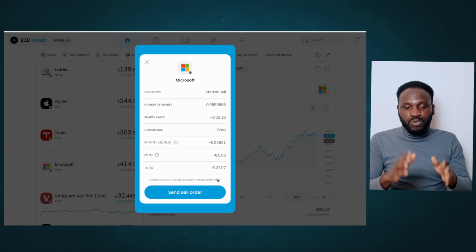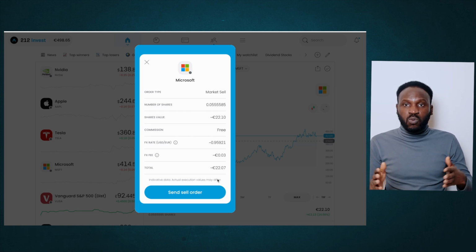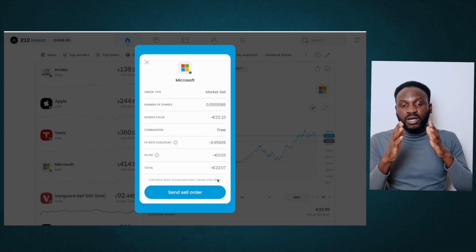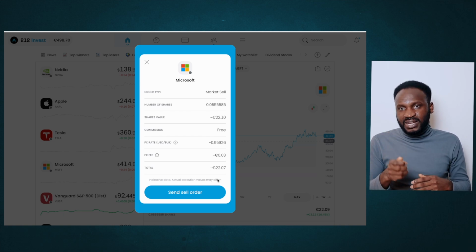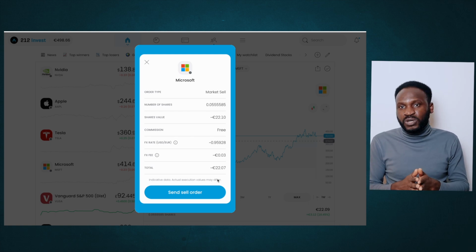And once they approve your order, the money will land on your Trading212 account and you can withdraw it to your local bank account, or you can use it to buy things online, because Trading212 now has their own MasterCard that you can use to purchase things online. So you can decide what you want to do with your money at the end of it.